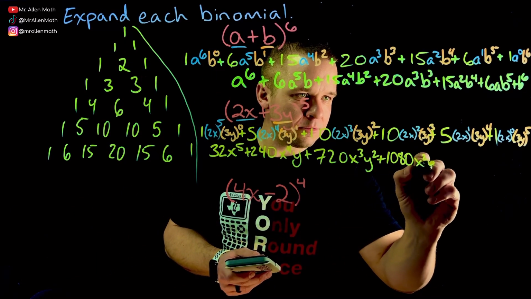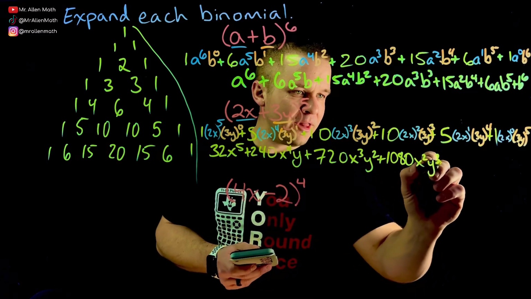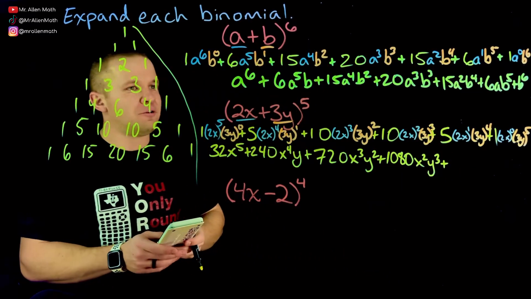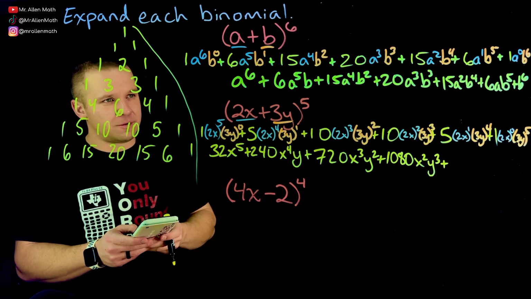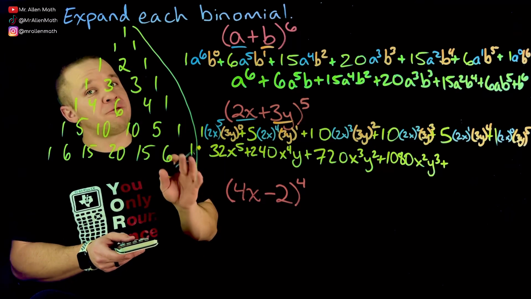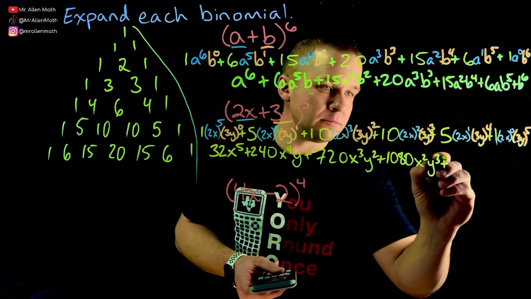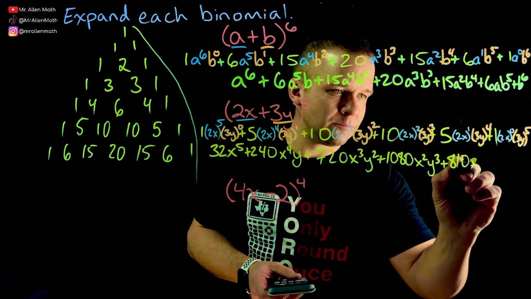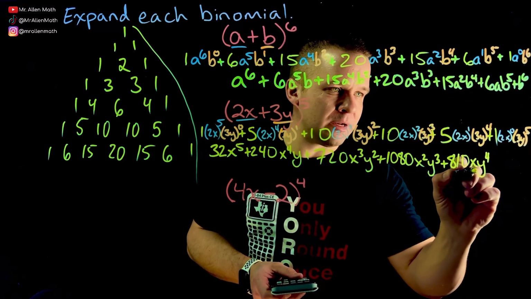X squared, y cubed. And then we have 5 times 2 times 3 to the 4th. Okay, 5 times 2 is 10. 3 to the 4th is 81. 810. We got that one. We got that one mentally.